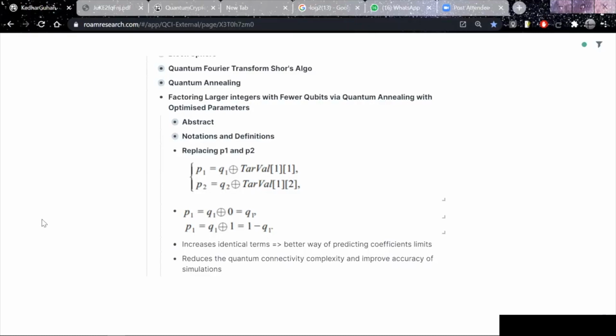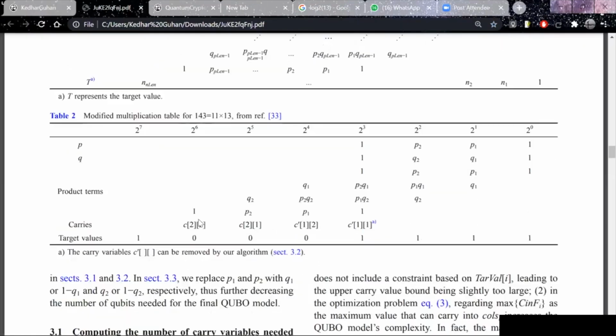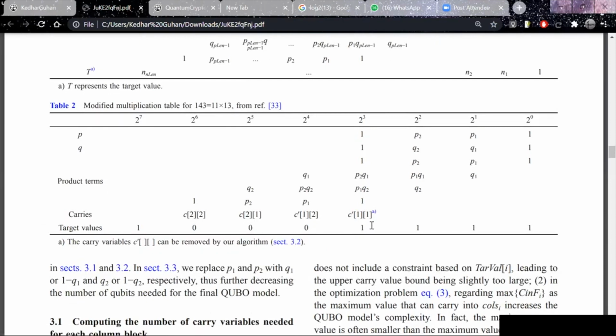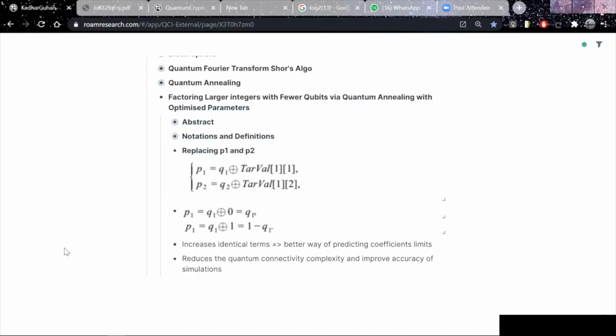As with any optimization, this is also just a way of decreasing the unknown variables. But what it does is it also increases the identical terms, right? Like how Nilay was explaining the method to limit the range of coefficients or the carries here, instead of taking the max carry value as 3, we should take it as 2. So when we have identical terms, we have a better way of predicting the limits. As I told before, this reduces the complexity, and in terms of simulation, it also increases the accuracy. So that was the last step.